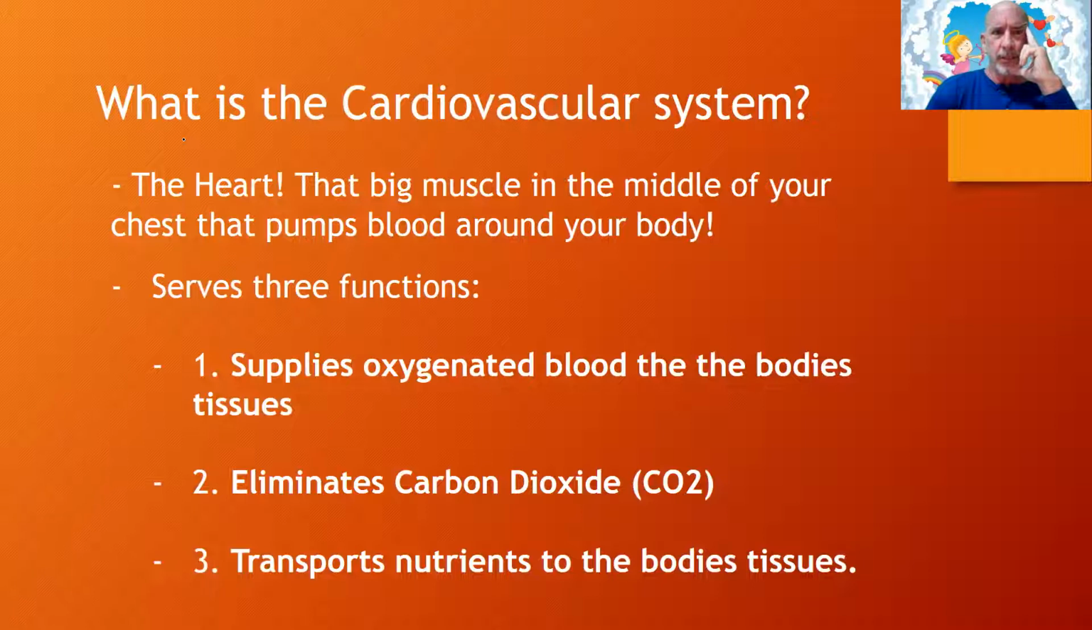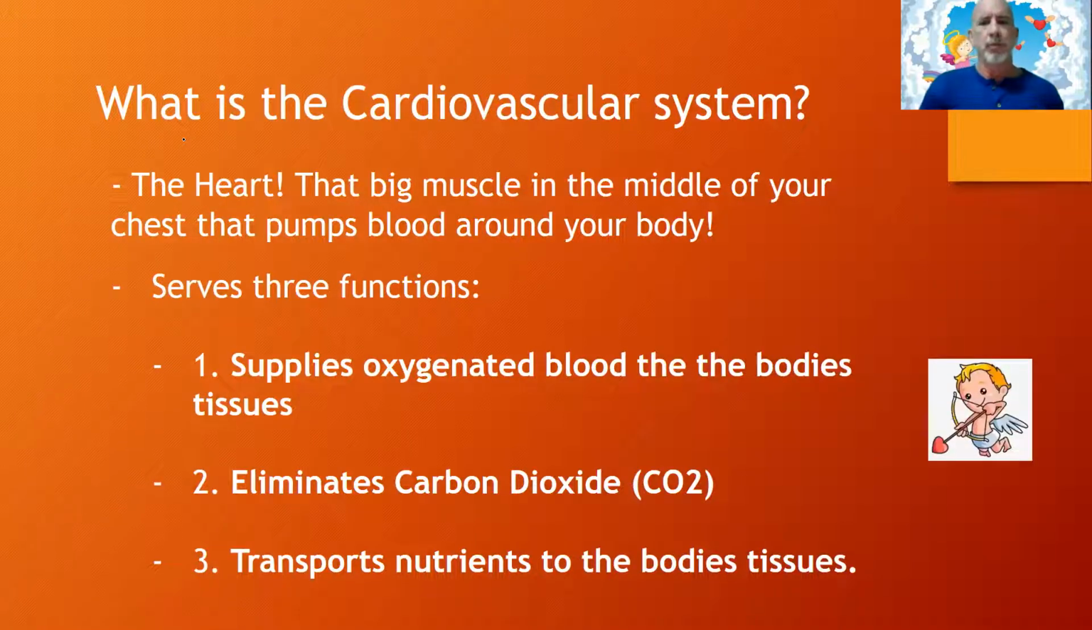What is the cardiovascular system? It's a big pump, basically, in the middle of your chest, about the size of your fist, and it serves 3 functions. One of those functions is it supplies oxygenated blood to the body's tissues. This is probably the number one thing that the heart does: after it picks up the oxygen from the lungs, it gets that oxygen out to the body, because we all know without that oxygen, you die. And probably the most vital organ that it supplies oxygen to is the brain.